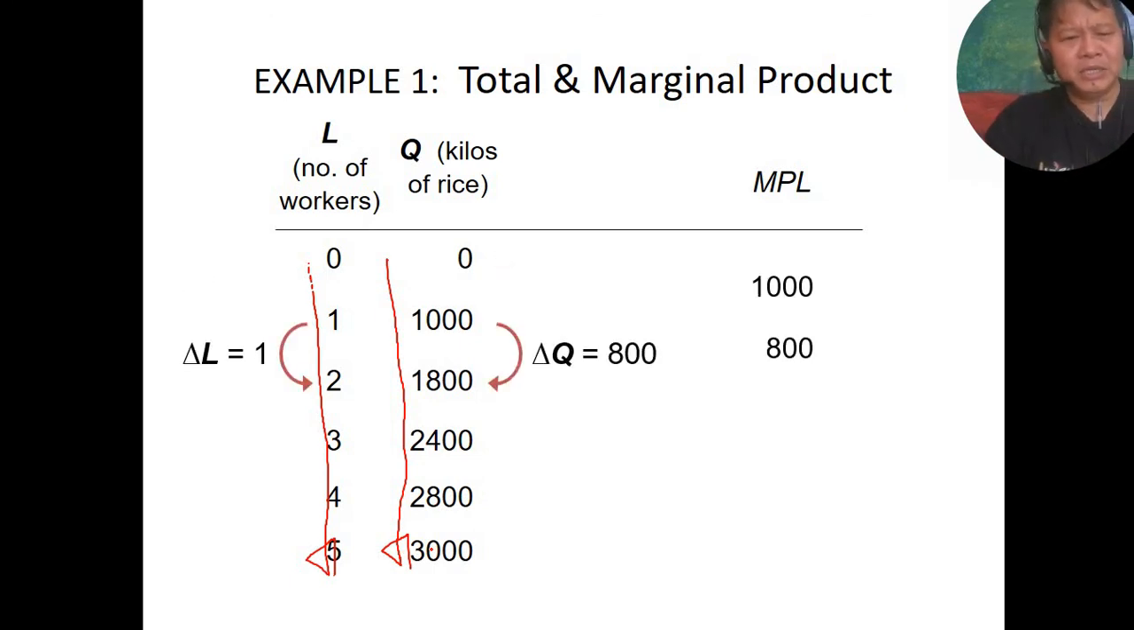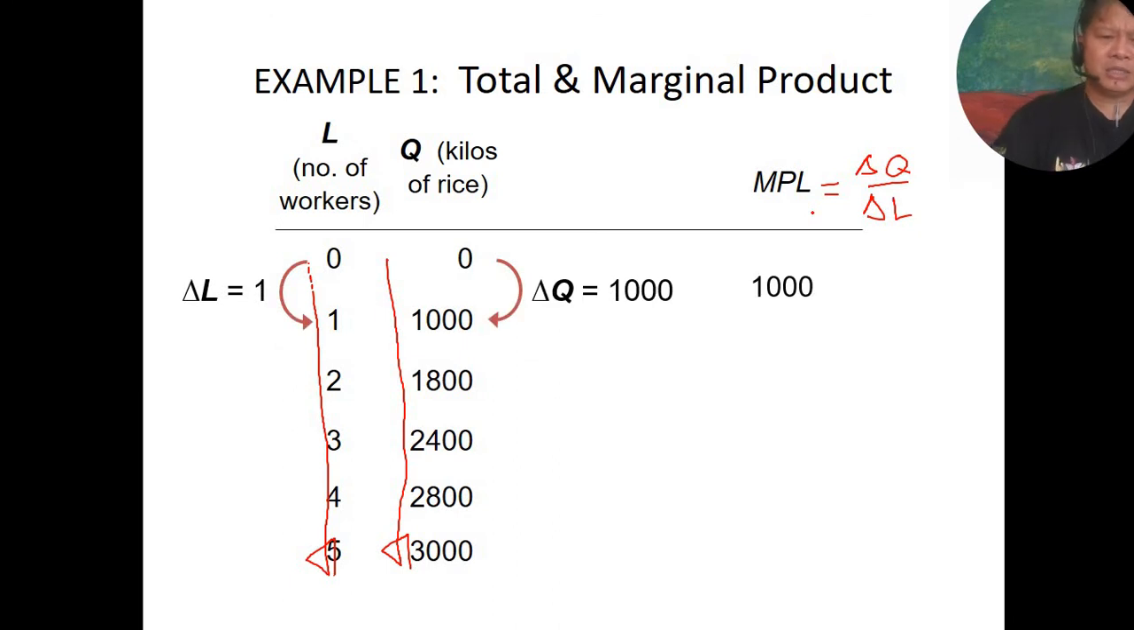When we compute the marginal product of labor, it is delta Q divided by change in labor. So, delta Q is the change in output, no? Change in output due to the change of input, which is the labor. So, this is the formula. Now, let us compute the MPL.